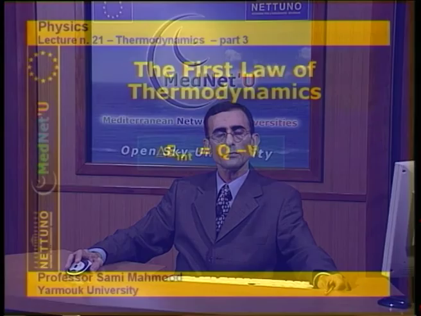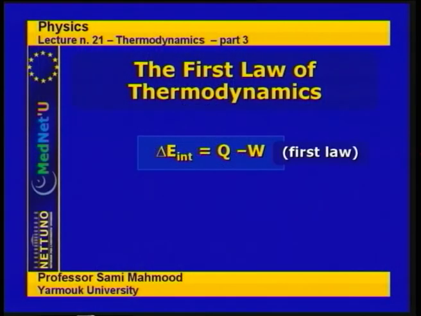Thus, we arrive at the first law of thermodynamics, which is a statement of this fact, which says that the difference in internal energy of a system as it changes state from an initial state to a final state is equal to the heat absorbed in this process, Q, minus the work done by the system, W. And we have to take into consideration the signs here. Q is positive if the system absorbs heat, and Q is negative if the system releases heat to the environment or loses heat, Q, to the environment.